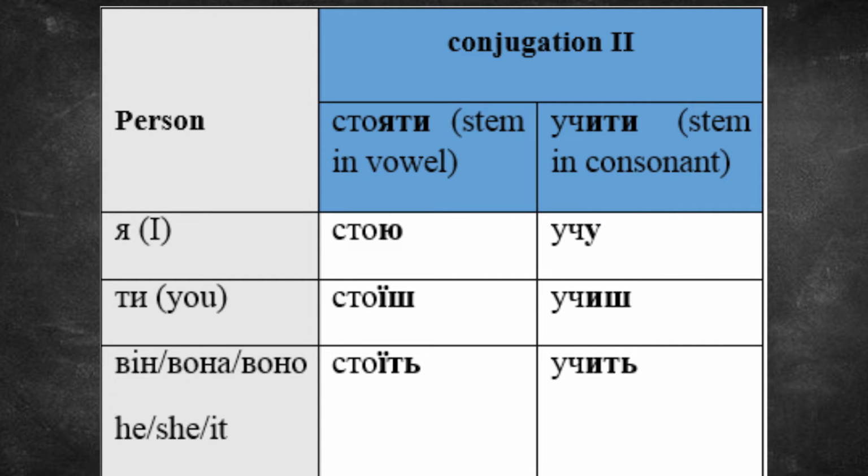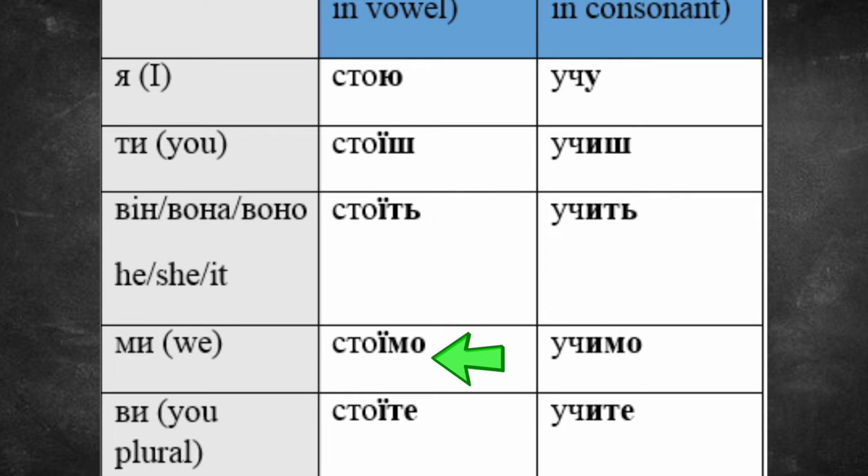So let's move on to conjugation 2. We will look at example with the verb стояти. Я стою, стою. Ти стоїш, стоїш. Він стоїть, вона стоїть, воно стоїть. Ми стоїмо, стоїмо. Remember, if you watched my video lesson about the numerals, what numeral means 100 in Ukrainian?